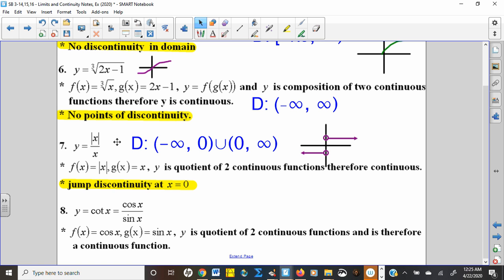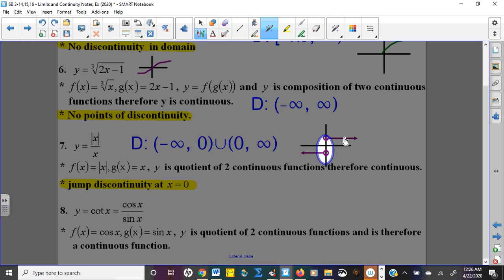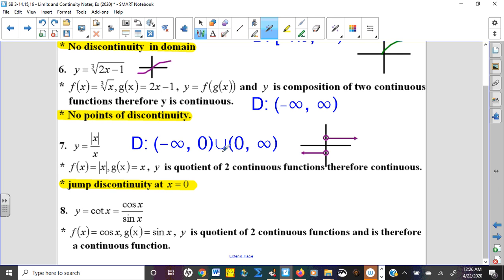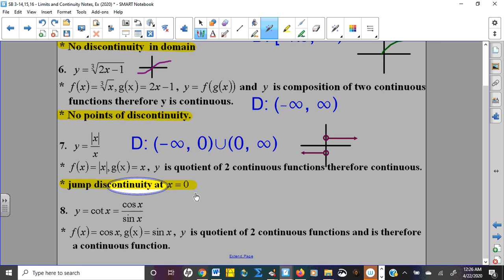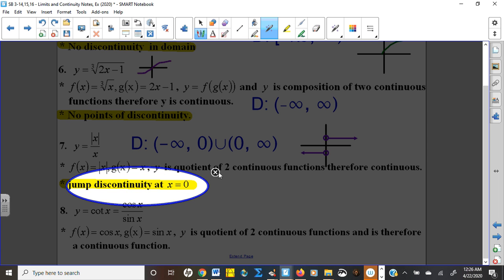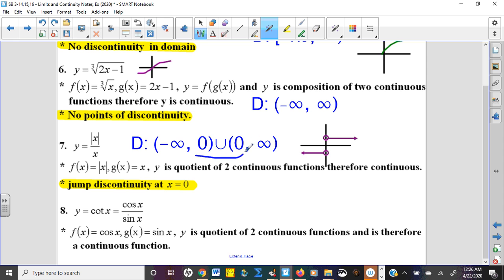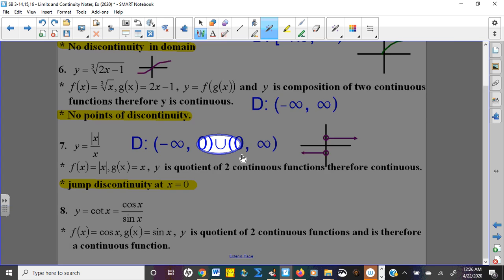Well, what that's going to do to the left of the y-axis is leave the numerator positive while the denominator turns negative, and we get negative 1. What that does here is create a jump discontinuity. And so there is a jump discontinuity at x equals 0. However, 0 is not part of the domain of this function because it creates an undefined value.